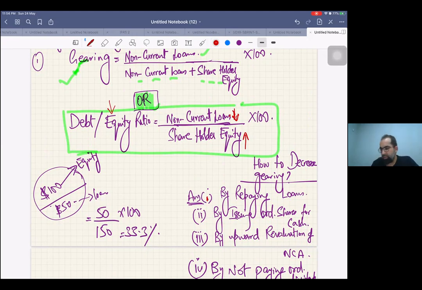The first technique. The second technique, by issuing ordinary shares for cash. You issue new shares, and you might have heard the double entry. When you issue new shares, you make the entry: debit bank, credit share capital, and credit share premium. So automatically by issuing new shares, you inject equity finance in the company. So your shareholder equity goes up. And when your shareholder equity goes up, your gearing or debt equity ratio goes down. So these are the two points.